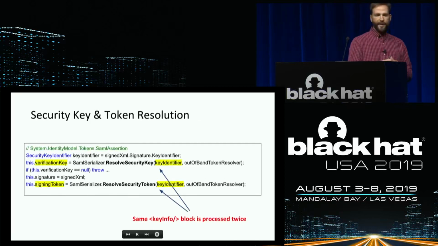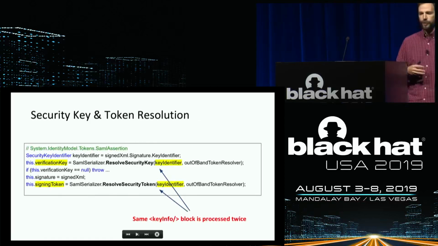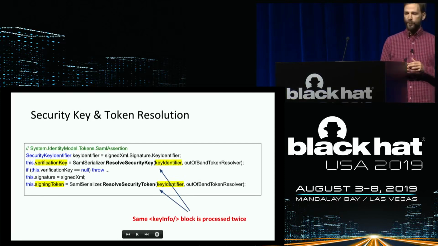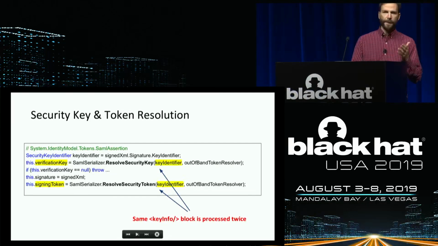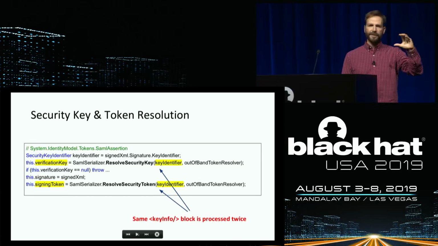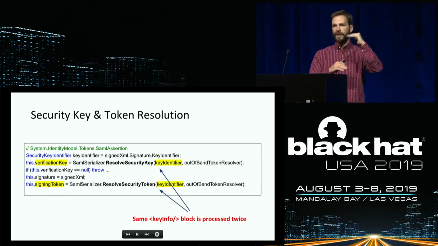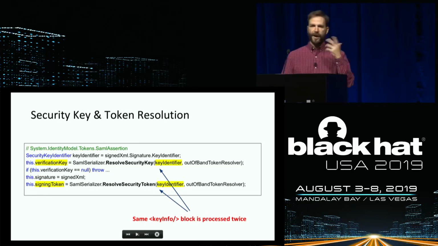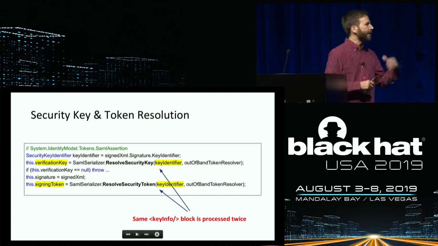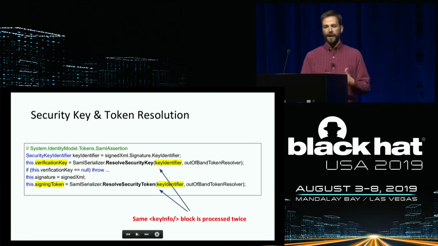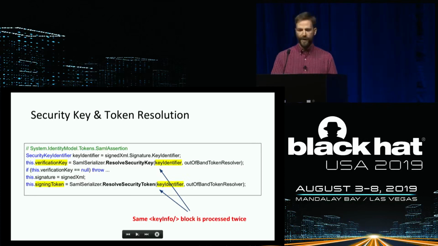The class that is responsible for handling SAML tokens in WCF is SamlAssertion. In this piece of code, you can see that there are two different method invocations. One is ResolveSecurityKey, and the other one is ResolveSecurityToken, but both of them take the same parameter. That key identifier parameter contains the whole KeyInfo section, that is, all the different keys in the KeyInfo section. The first one will return the verification key, the key that will be used to verify the signature. And the second one will return the signing token, or the security token that is used to represent the signing party or the identity provider.